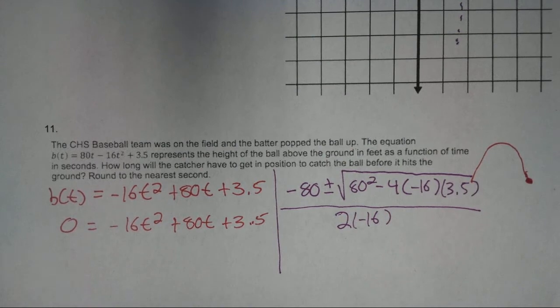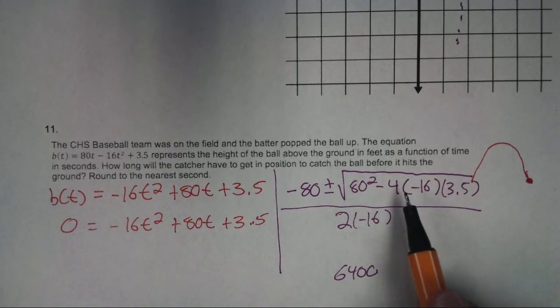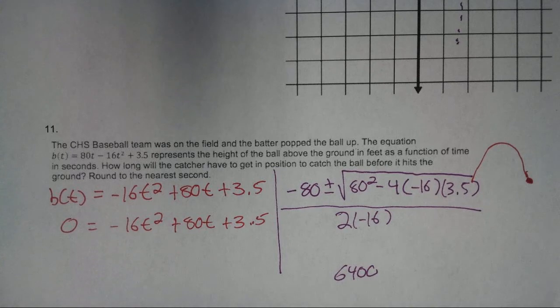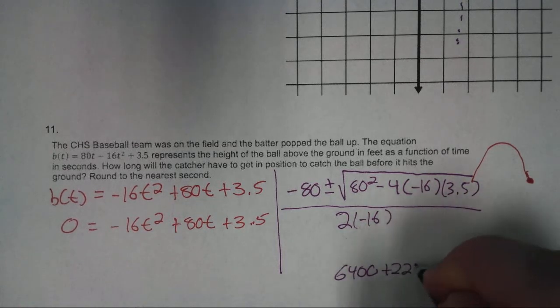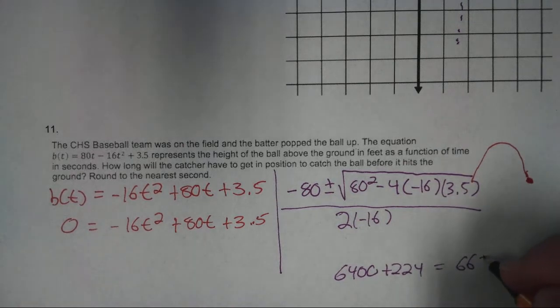We do 80 squared, and 80 squared gives us 6,400. Then here, we're going to multiply negative 4, negative 16, and 3.5, which gives us 224. A negative times a negative is a positive. That's why it's an addition problem. Add that to 6,400, and we get 6624.